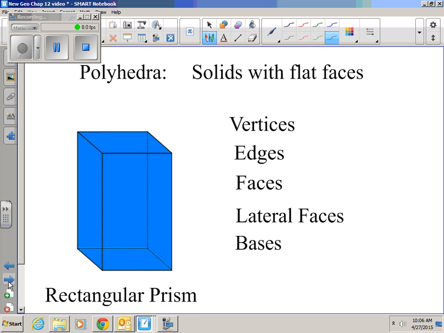Let's start first of all by talking about what a prism is. A prism is a type of polyhedron. Polyhedrons are shapes in 3D, shapes in space. Okay? And again, we know this as we talk about it in class.